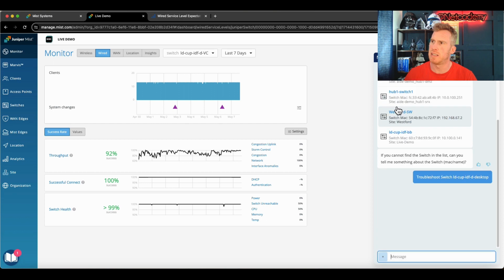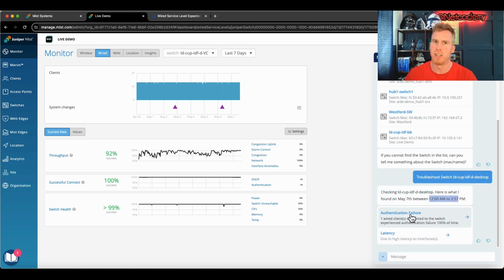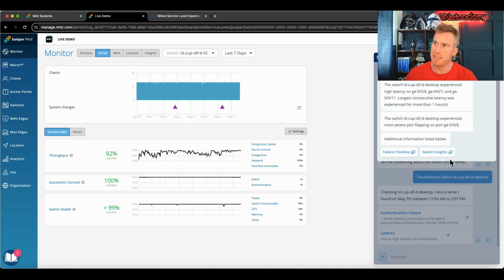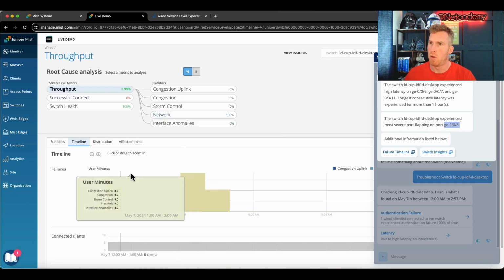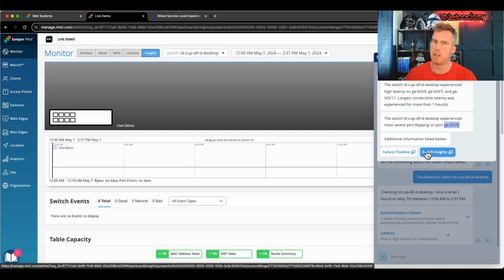So let's look at this switch here, and immediately for today, between this time range, there have been authentication failures and even latency. Let's look at the latency. This switch experienced latency on these ports. The latest consecutive latency was experienced for more than 1 hour. The most severe port flapping was on the Gig 0/0/8 port, so that's when a port's going up and down and up and down. And just right here, you can go into the failure timeline, view what was this failure timeline, of course, and go into the switch insight itself.